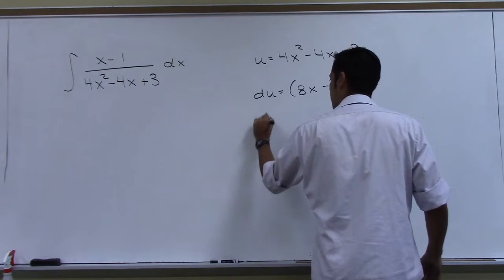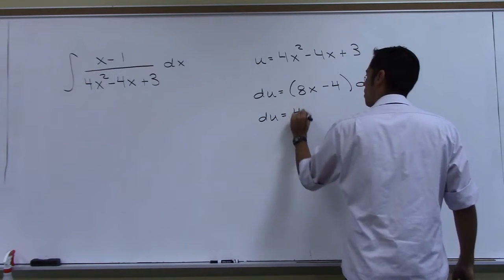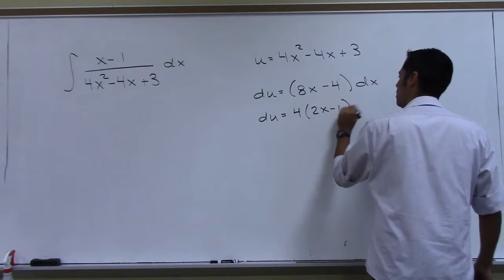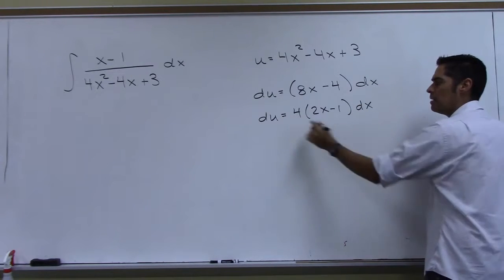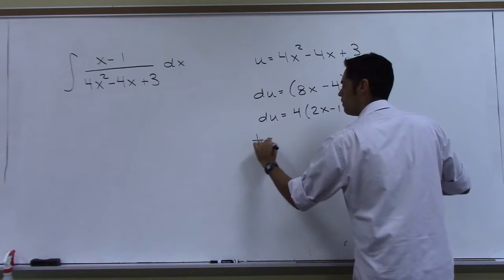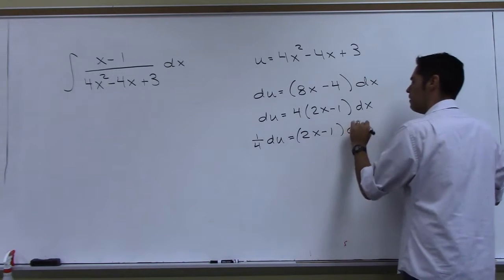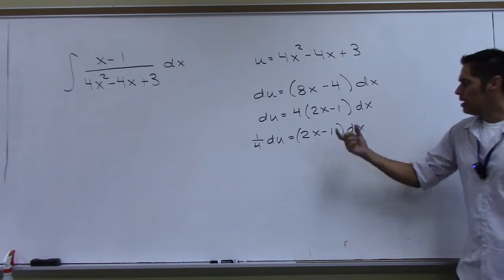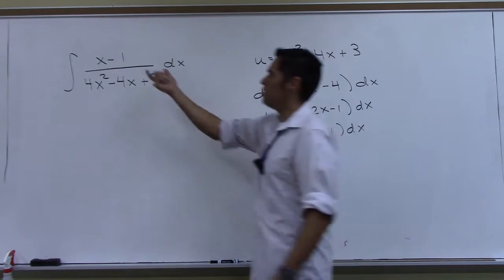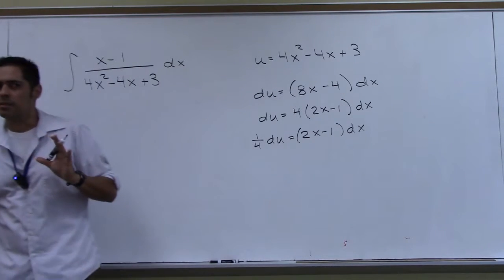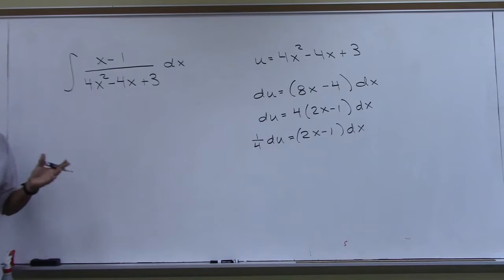Let me pull a 4 out here. 4, I have 2x minus 1, dx. I could divide through by 4. 2x minus 1 dx. Are y'all following that? Is this the same as this, except off by a constant? I'm hearing yes, I'm hearing no.